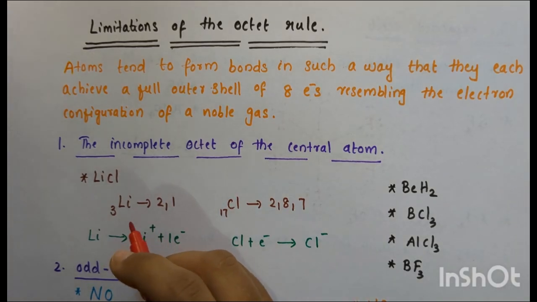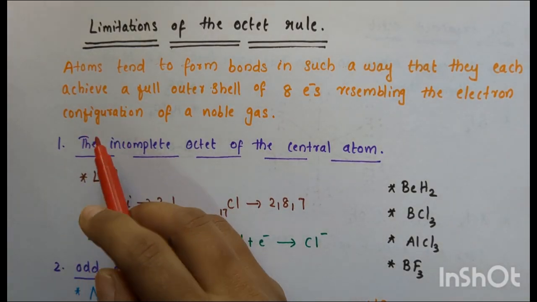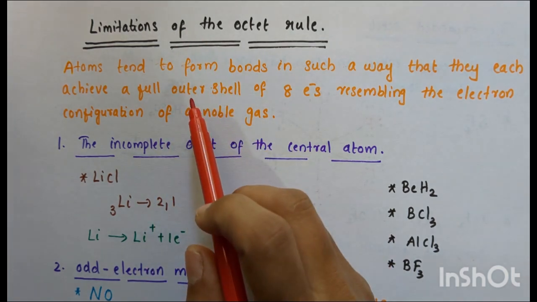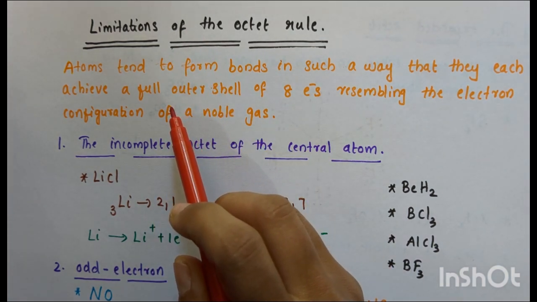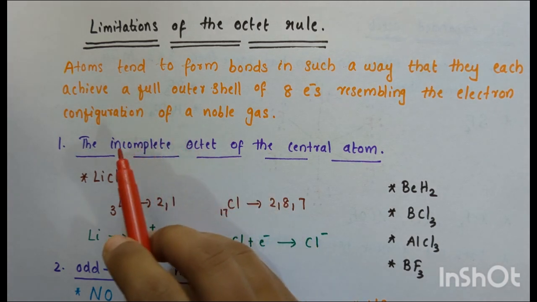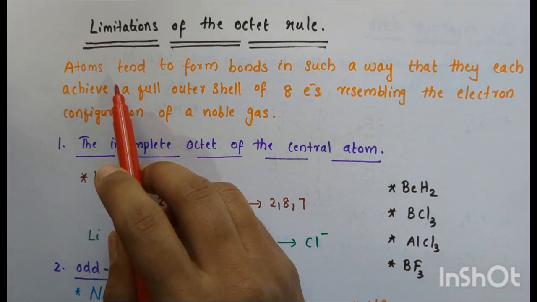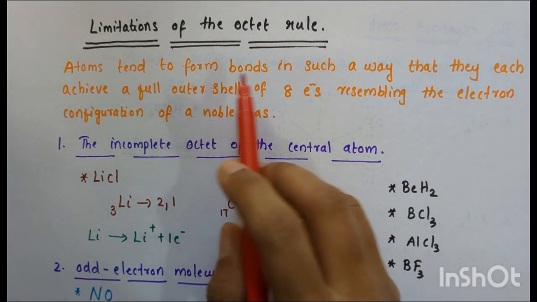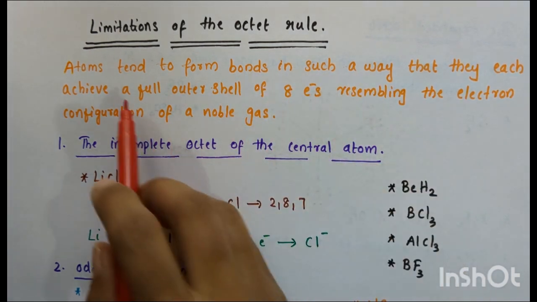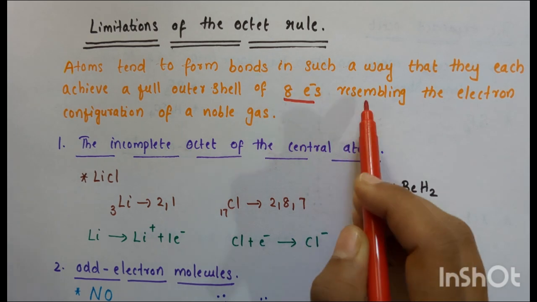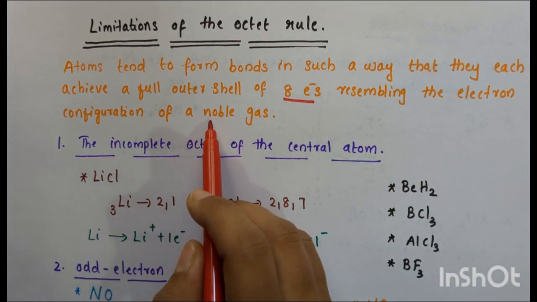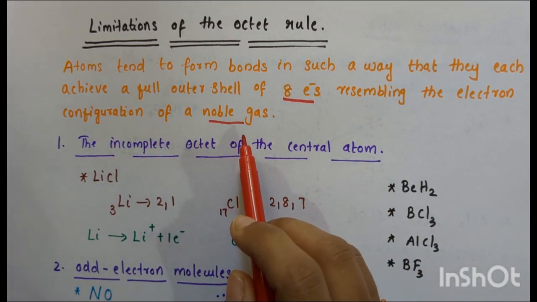Hello everyone. In this video, we are going to talk about limitations of the octet rule from the unit on chemical bonding and molecular structure, class 11 chemistry. The octet rule states that atoms tend to form bonds in such a way that they each achieve a full outer shell of 8 electrons, resembling the electron configuration of a noble gas.